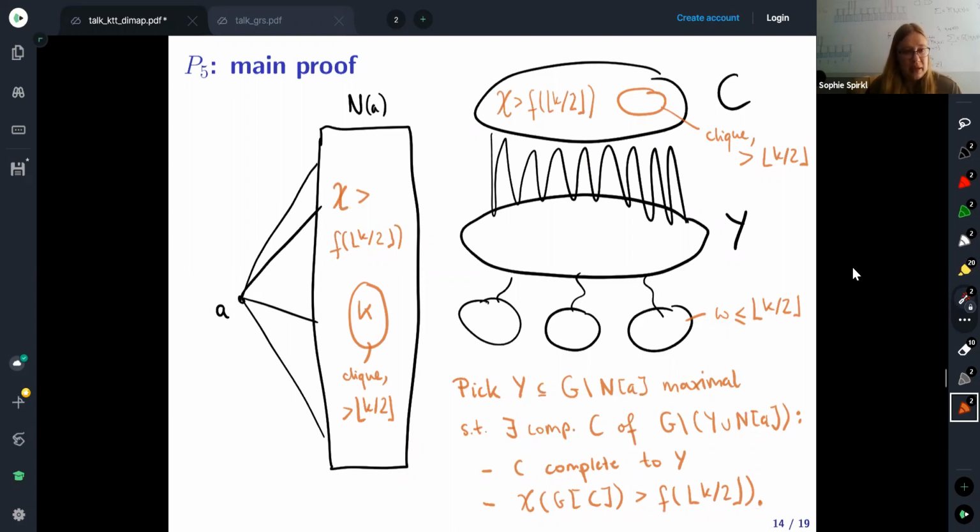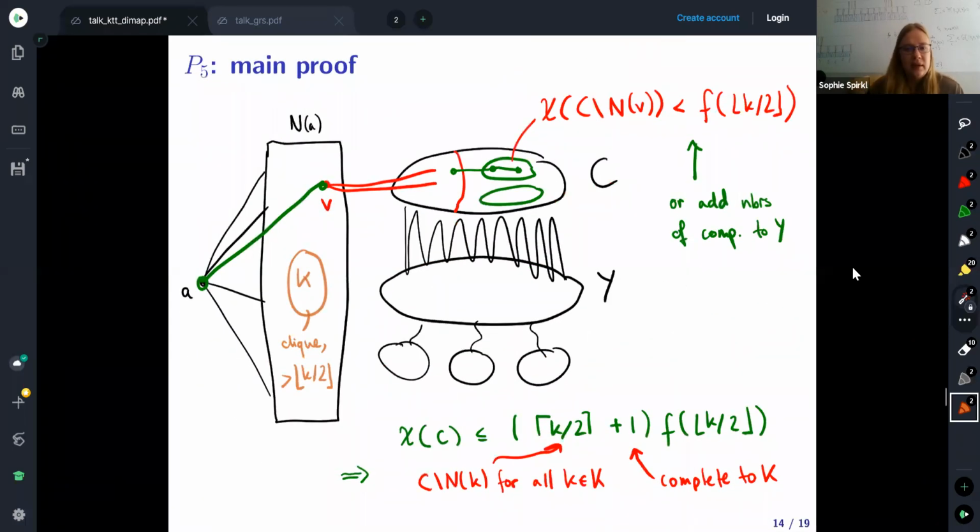So we can pick such a set Y, and as it turns out, by picking it to be maximal, meaning just maximal with respect to inclusion, things work out for us. Here's how. So here's our maximal set Y, and let's look at C and try to bound the chromatic number of C a little bit better. And we can look at a vertex V in the neighbors of A and look at its neighbors in C. And do something similar to before.